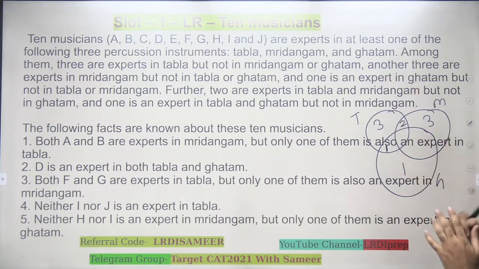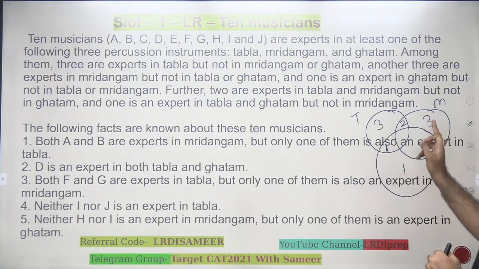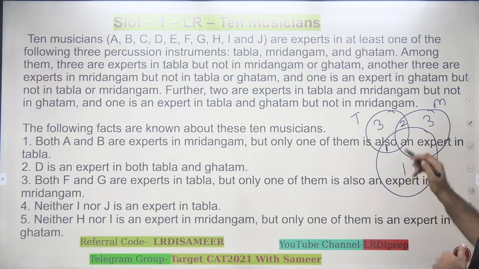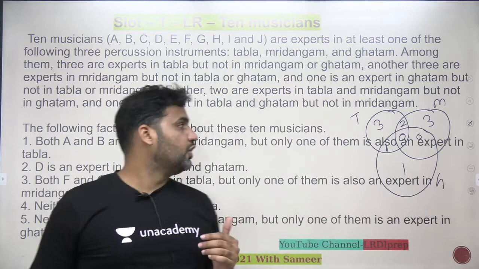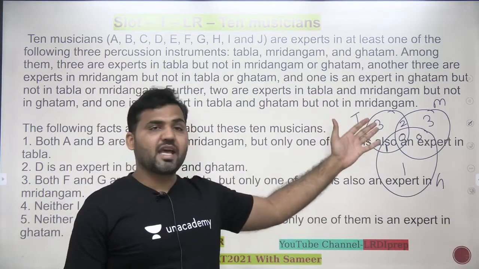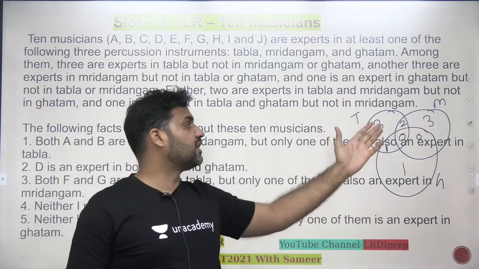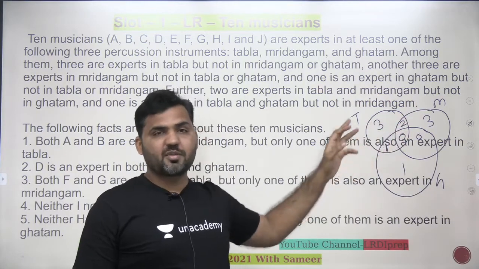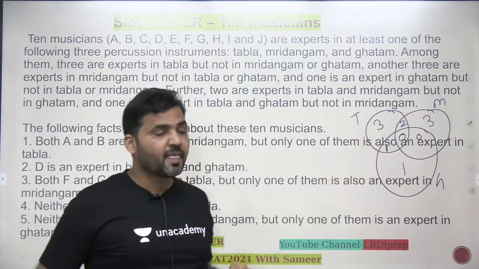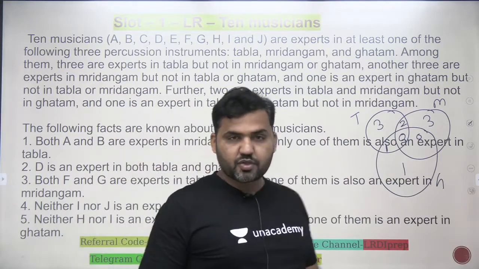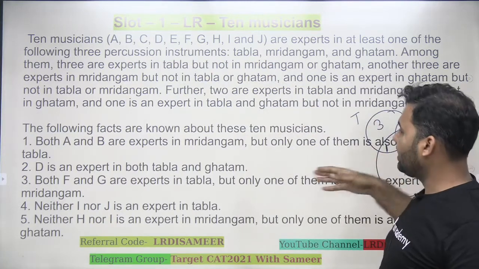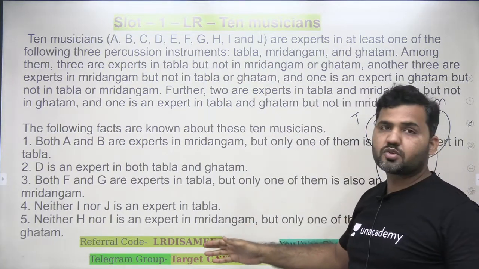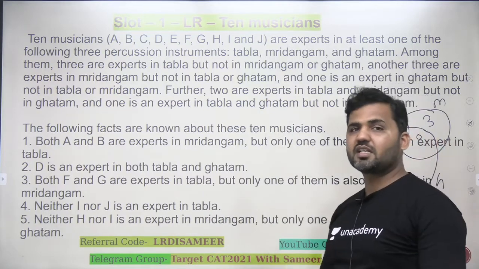So the total number of musicians is 10, and you can see that 3 plus 3 is 6, plus 2 is 8, plus 1 is 9, plus 1 is 10. So this value will be 0 and this value will also be 0. This will give you a basic idea how many experts you are supposed to put in any one of the instruments, how many experts are there who are playing two instruments, how many experts are there who are playing in three instruments. But as per this question, we are supposed to identify where A, B, C, D, E, F, G, H, I, and J will lie. These are the instructions that we are supposed to use to reach our final data arrangement.